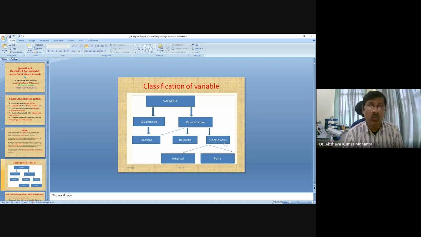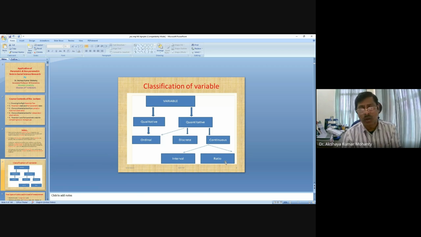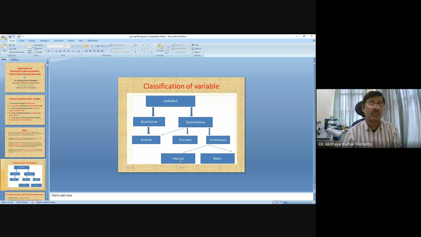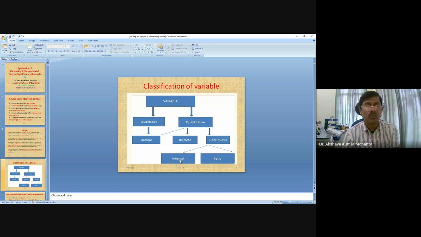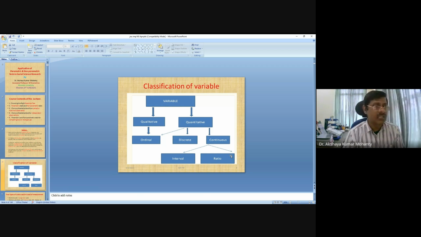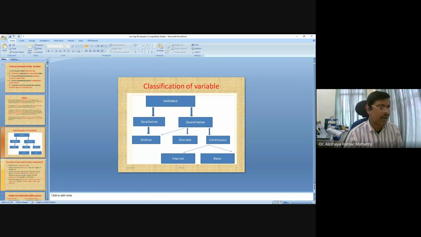Now further, this continuous quantitative variable is divided into two other parts. One is the interval variable and another is the ratio variable. Ratio, as you know, is 1 by 2 or 2 by 3 or 3 by 5. So this is one type of ratio format. And for interval, some sort of range is there. Just like I'm telling, the temperature is varying from 25 to 40 degrees Celsius or centigrade. So that's the interval. In this way, the variable is classified, and this is important, because unless we know the classifications of variable, it is very difficult to digest the parametric and non-parametric tests.